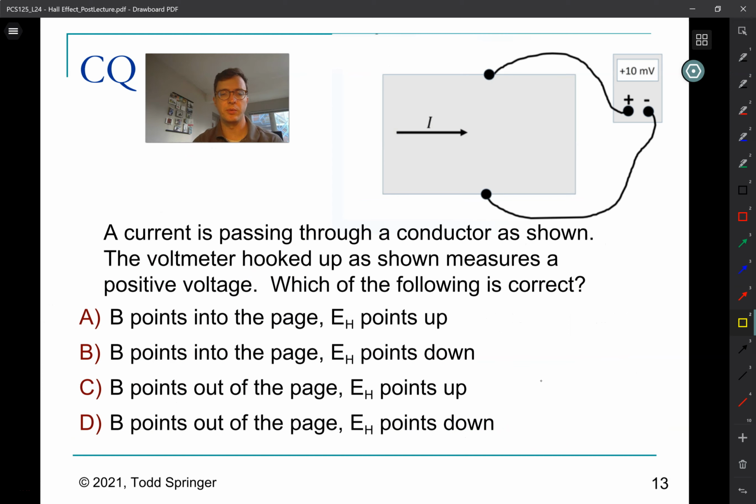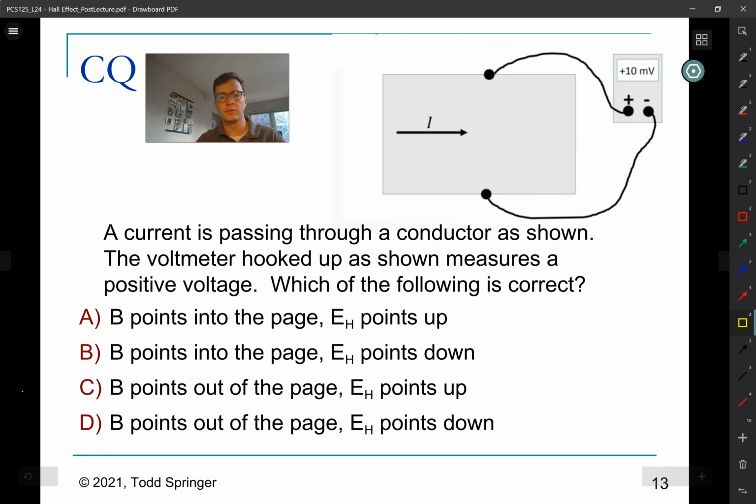Here's a simple concept quiz to check your understanding. So here we have a current passing through a conductor as shown. A voltmeter is hooked up just like is shown in this picture, and it's measuring a positive voltage. I want you to tell me what are the directions of the Hall electric field and the magnetic field. You have two possibilities for the magnetic field, into the page or out of the page, and two possibilities for the Hall electric field, pointing up or pointing down. Pause the video, see if you can answer this question before going further.